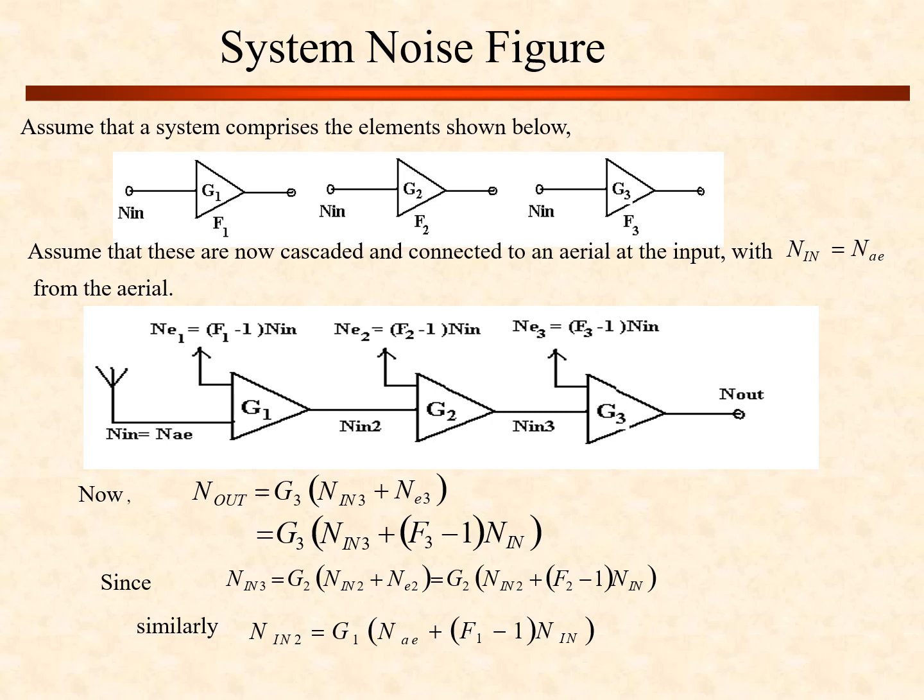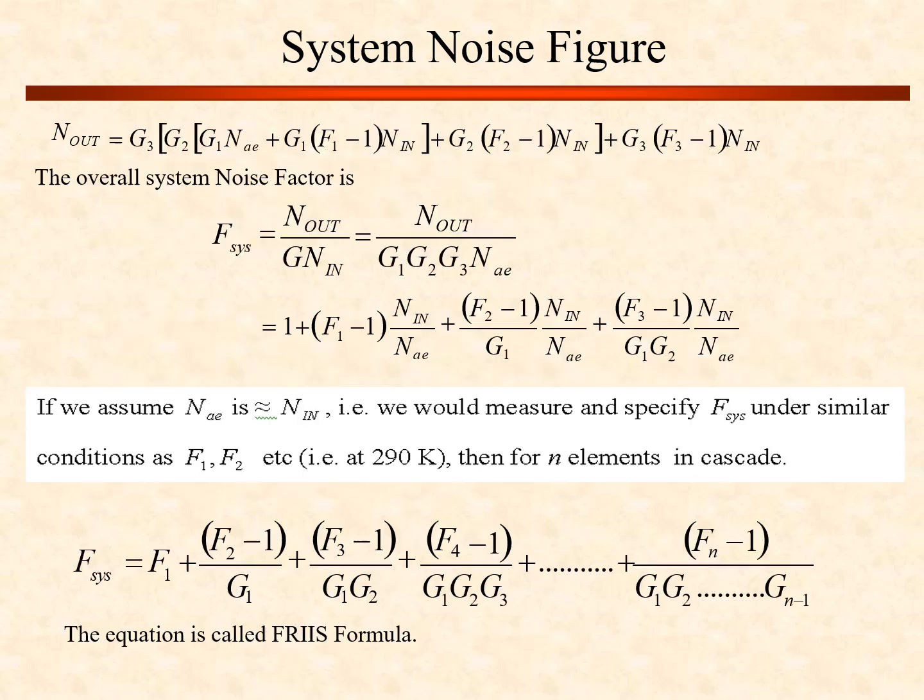So here the systems are cascaded and connected to an aerial at the input, where N in is equal to NAE. Look at the input: the noise input is called NAE. Then another one, NE1, is equal to F1 minus 1 times N in. So the noise input here is in the form of a noise equivalent value, then NAE. Then we can sum all the things, and we get the final equation as capital F suffix S.